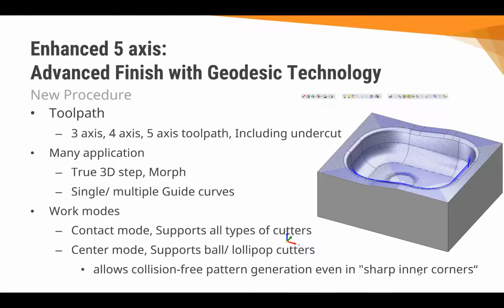Another enhancement to the 5-axis is advanced finishing with the geodesic technology. This is a new procedure which can be used in 3-axis up to 5-axis toolpaths, including undercutting. So we can see how to best approach the part for undercuts. It has many applications, including true 3D step over and morph procedures. It has single or multi-guide curves, so we can select multiple guide curves for the geometry to be created off of. It's a really effective tool, looks really good, gets a really nice surface finish.